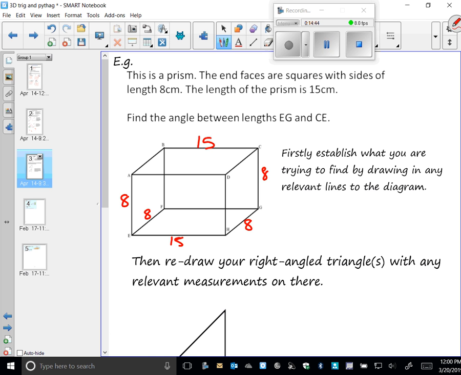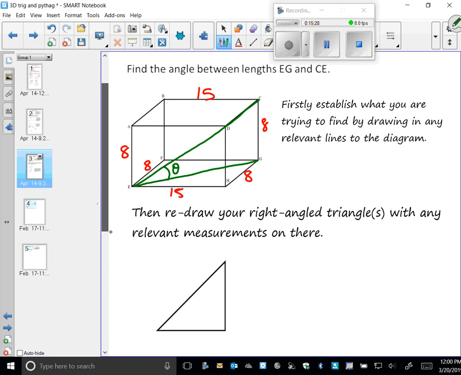So it says, find the angle between lengths EG and CE. So EG is going diagonally through the center. And CE is going through the cuboid. Okay, so EG goes diagonally along the base, and EC or CE goes through the solid. Now, I've said here, firstly establish what you're trying to find. So we've got this angle here that we're trying to work out.